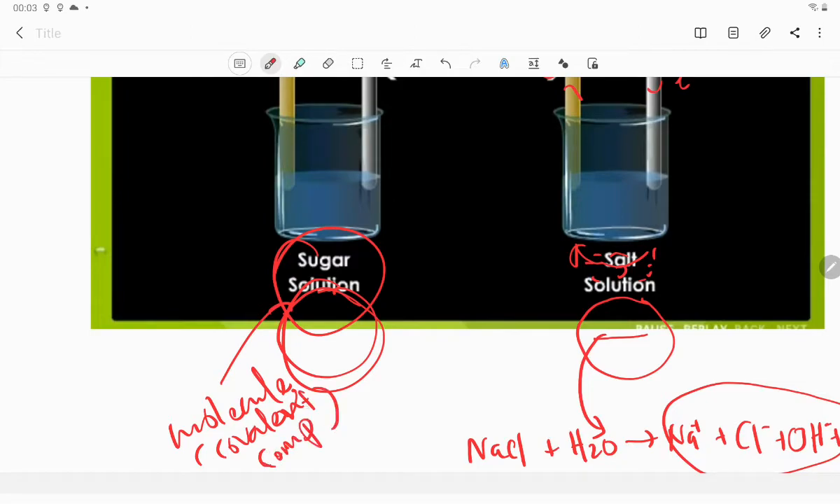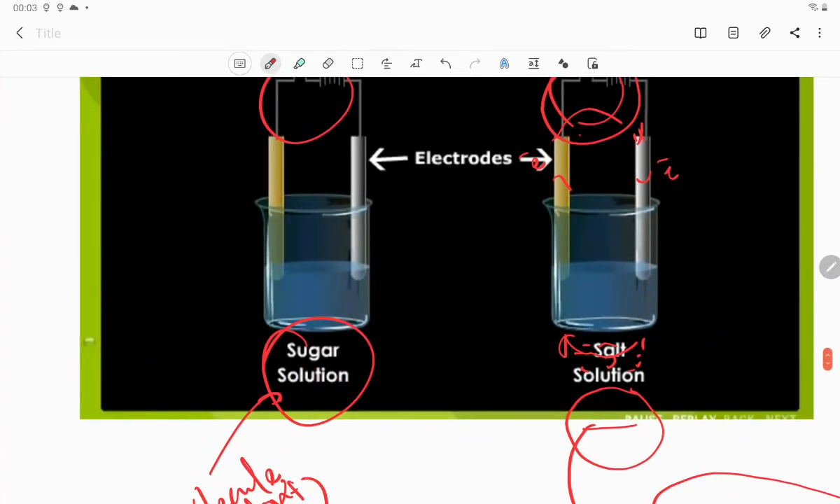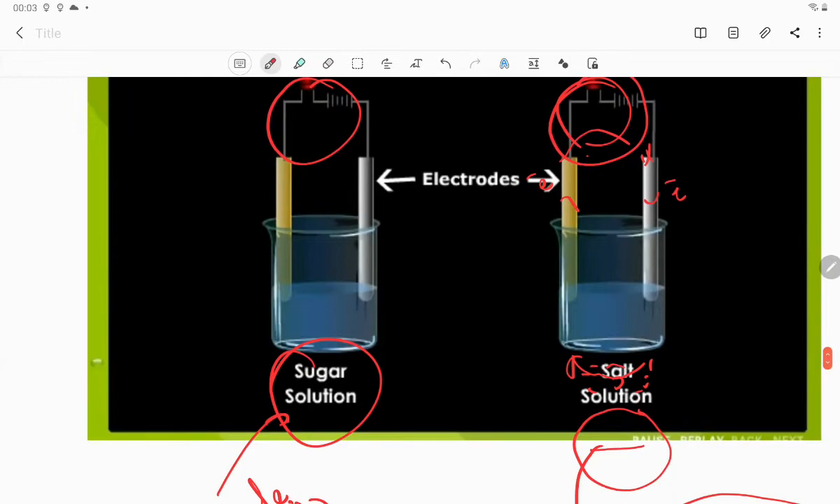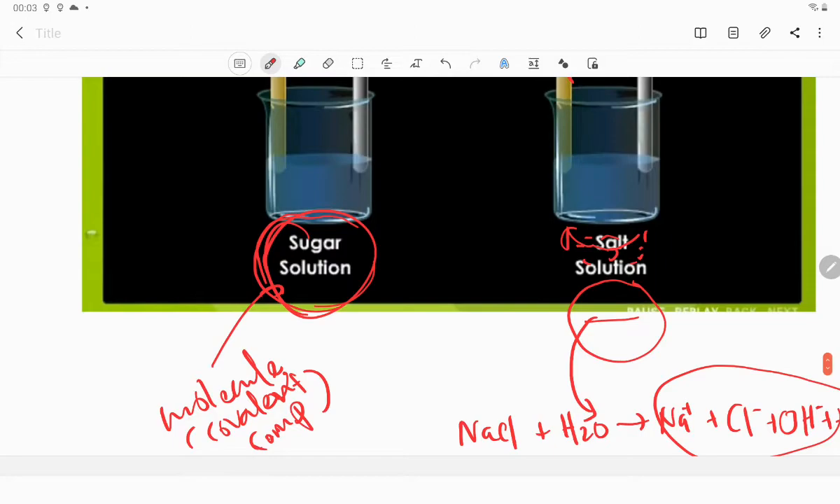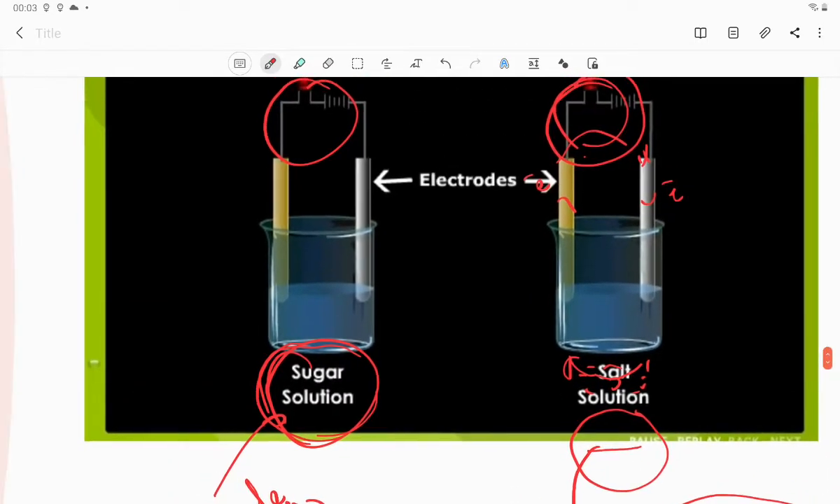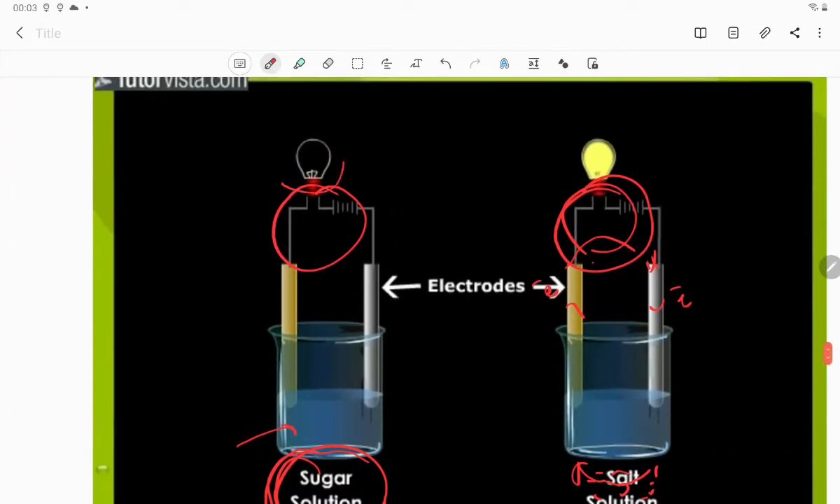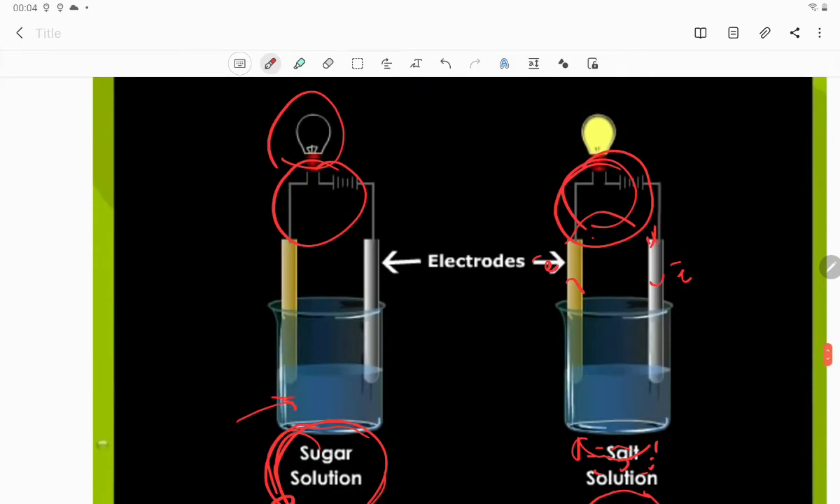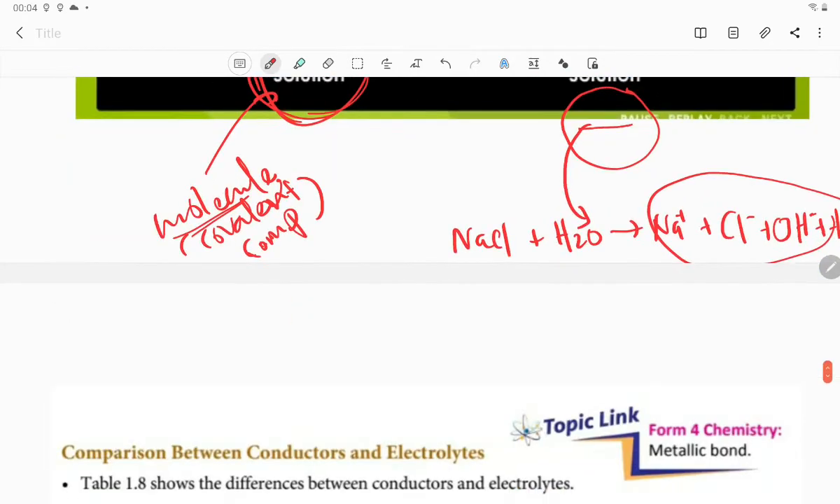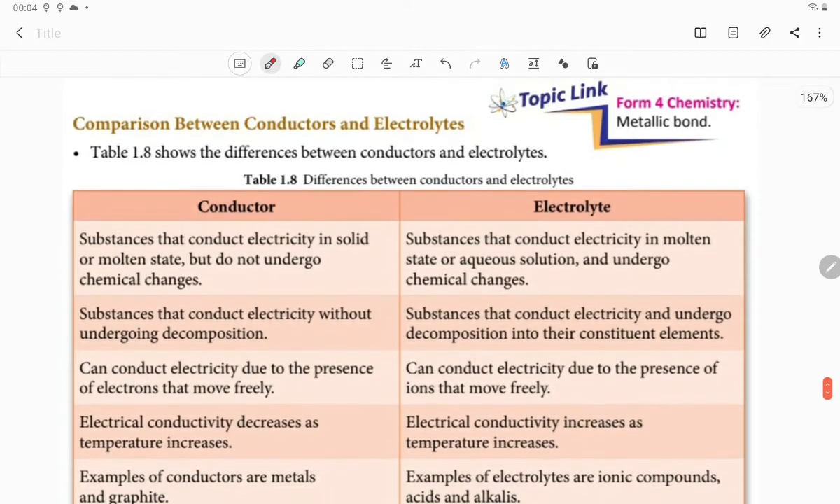Even though sugar is able to mix with water to form sugar solution, the sugar still exists as neutral molecules. There is no free moving ion in the solution. So when there is no free moving ion, the light bulb will not light up. So sugar solution is a non-electrolyte.